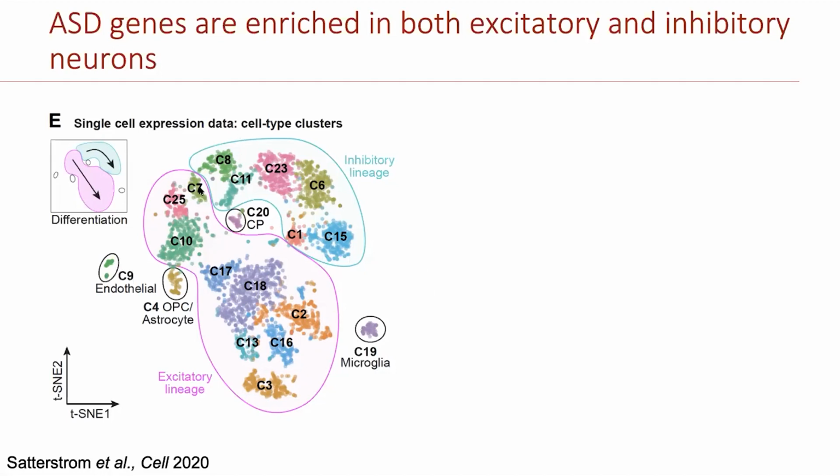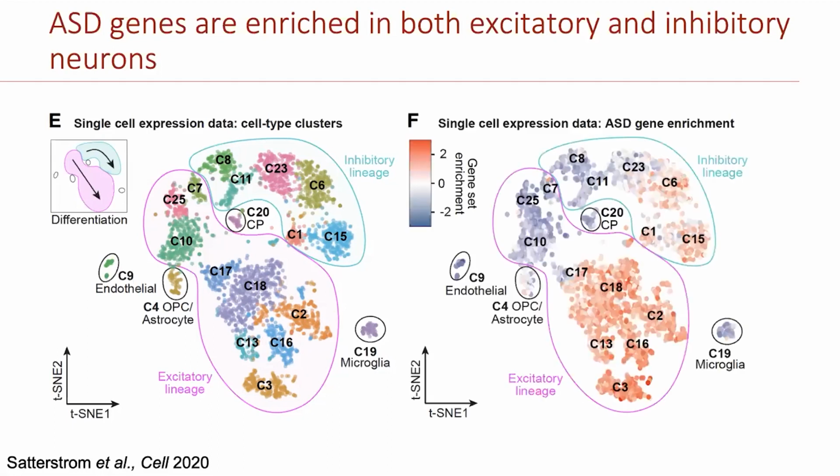So we can take all of these cells and ask the question, where do we see our autism genes expressed? When we do that, we find that there is enrichment for the autism genes in both the mature excitatory and the mature inhibitory neurons. This suggests that both of these neuron types are involved and that there is relatively little signal coming from glia. In fact, we see basically nothing in microglia or endothelium or the choroid plexus, maybe a hint coming from the oligodendrocyte precursor cells and astrocytes.